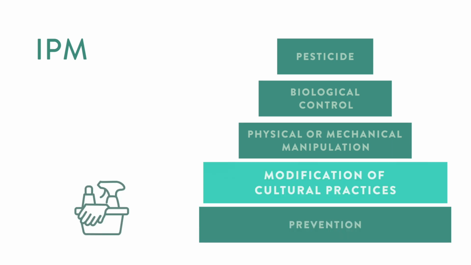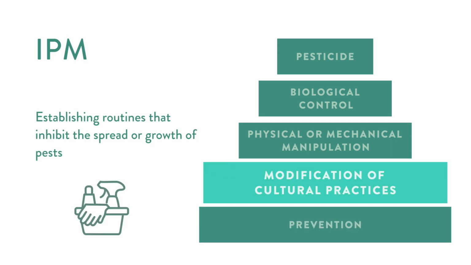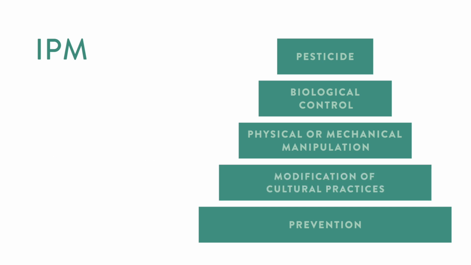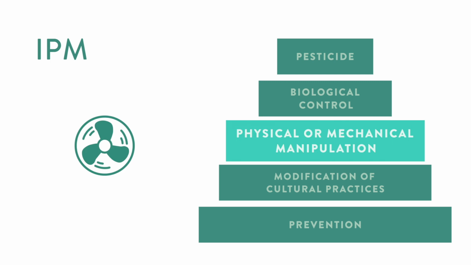Modification of cultural practices simply means establishing routines that inhibit the spread or growth of pests. Maintenance of equipment and facilities can deprive bacteria of the moisture it needs to thrive. Rotating crops can reduce weeds, diseases, and nematodes. Removing trash eliminates a potential food source for animals, and regularly cleaning surfaces reduces the spread of viruses, bacteria, and disease.